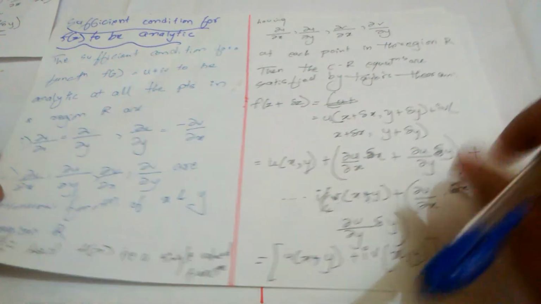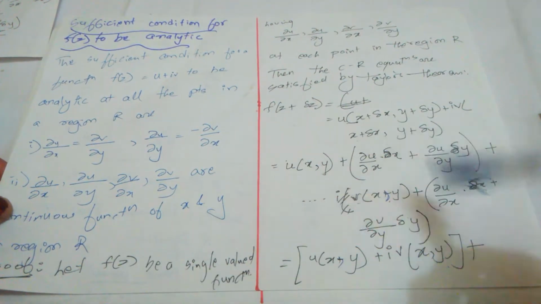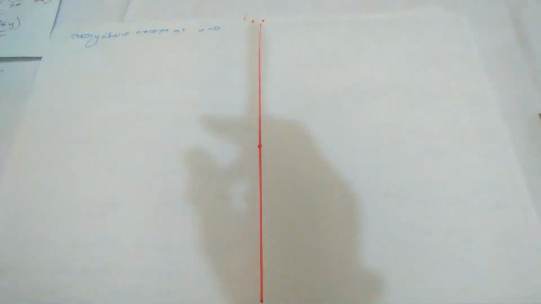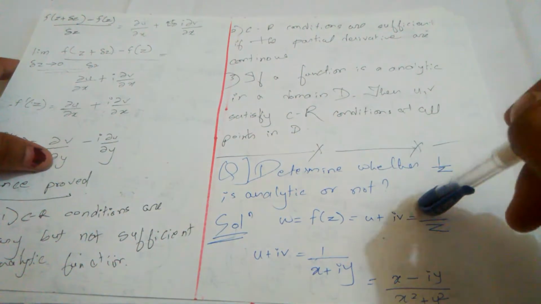So we started with a proof of the sufficient condition for f of z to be analytic. We stated which sufficient conditions we require, and then gave the statement and the proof. We completed our proof and then started one example: determine whether 1 upon z is analytic or not. So we have successfully got a proof for this.